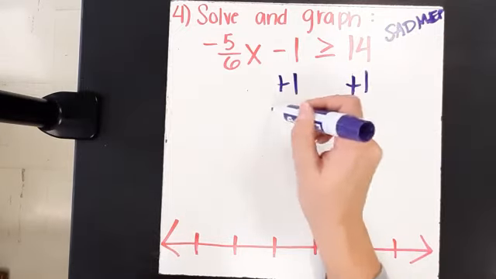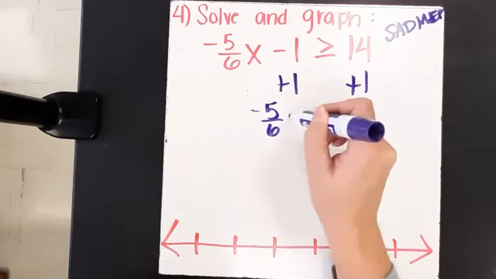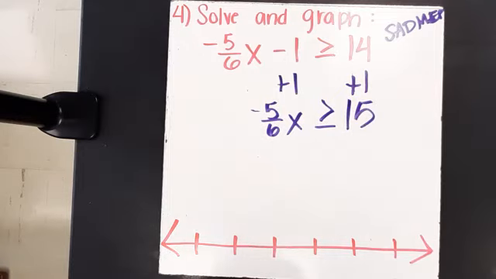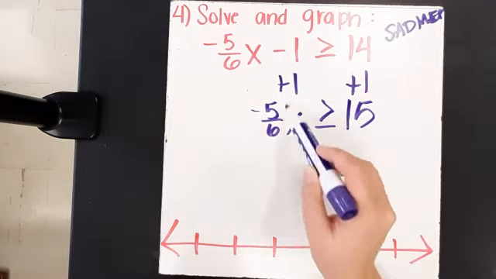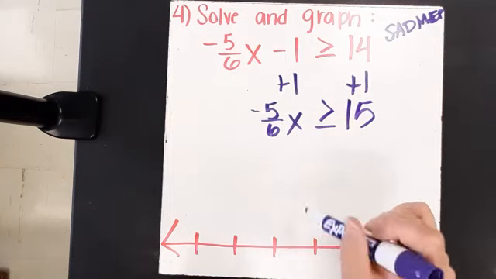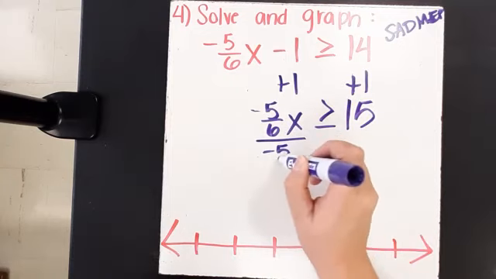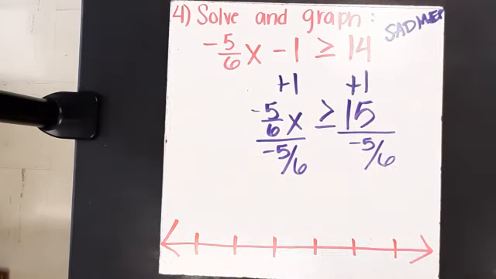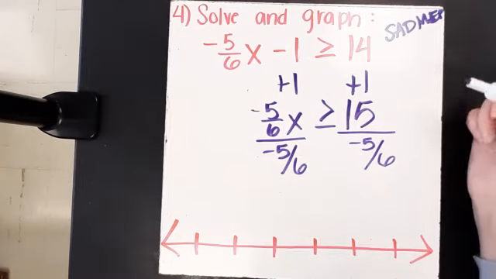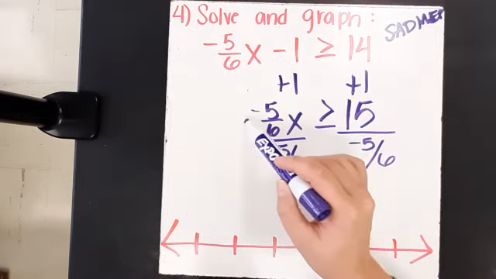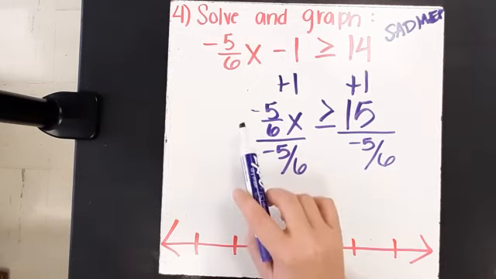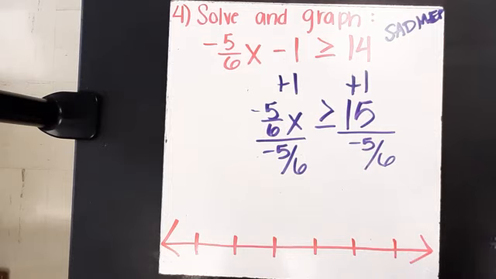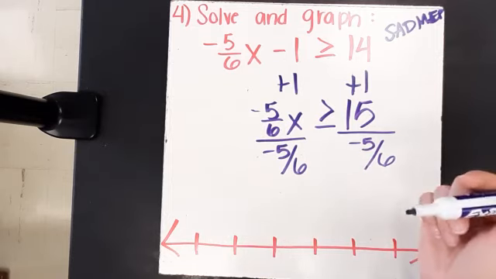And when I do that on the left, I have -5/6x is greater than or equal to 15. Next, I need to cancel out this -5/6 that's being multiplied by x. So to cancel multiplication, we divide. So I'm going to divide both sides by -5/6. If you don't like dividing by a fraction, you can also think of this as multiplying by the inverse. So you could multiply by -6/5 if you don't like that division there. But since we have our calculators, I don't think dividing by a fraction should be any big deal.